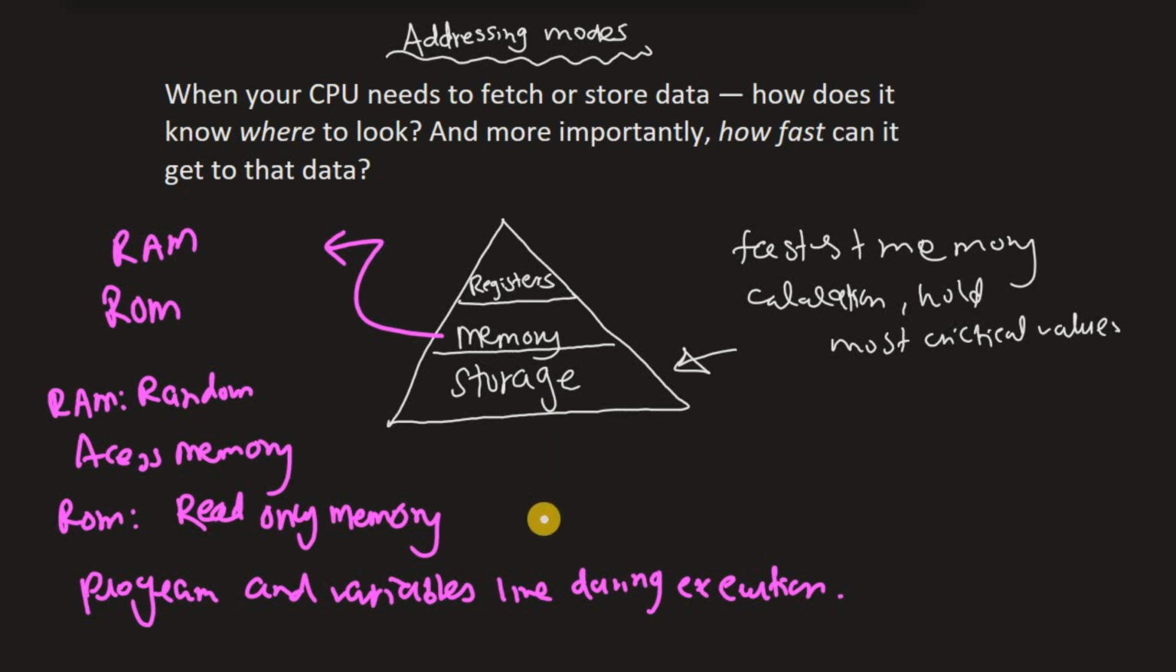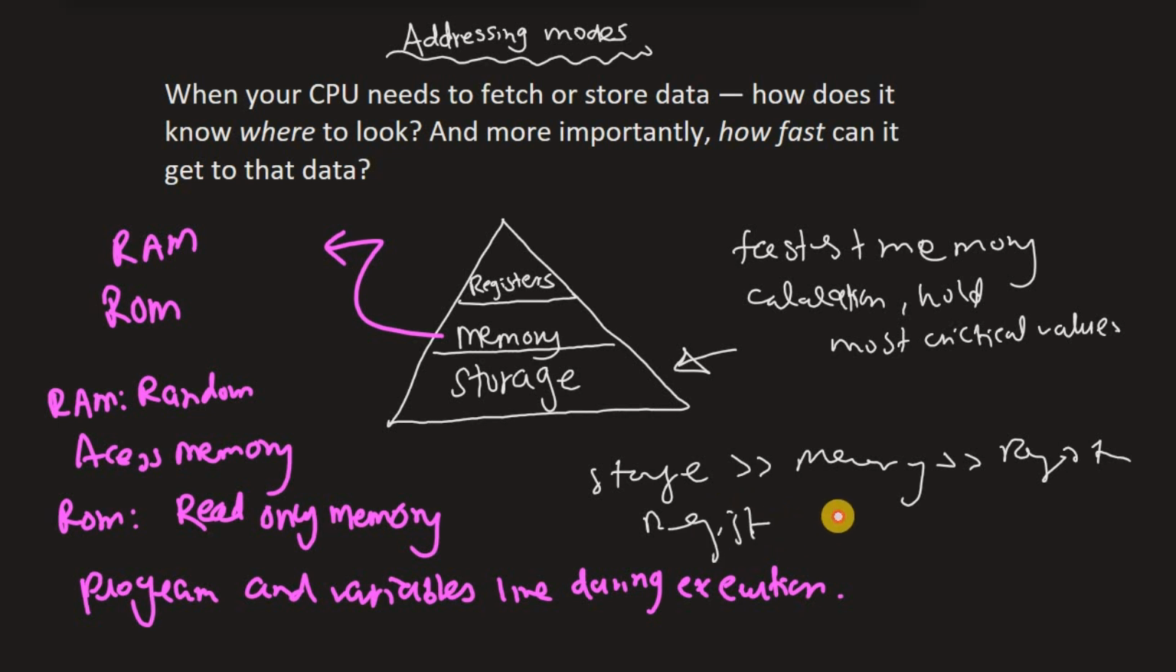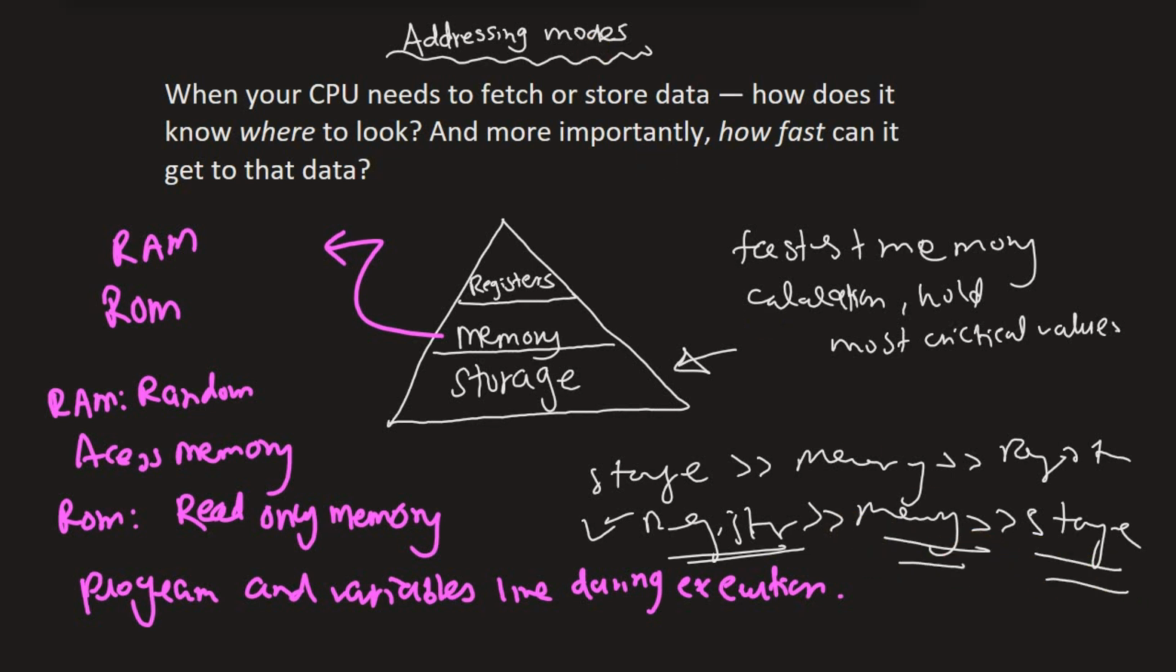because I remember this was one of the MCQs in the final exam, where we were given options like storage, memory, register, and had to choose which one is better in terms of speed. So of course register is the fastest, then we have the memory, and the slowest is the storage, right?